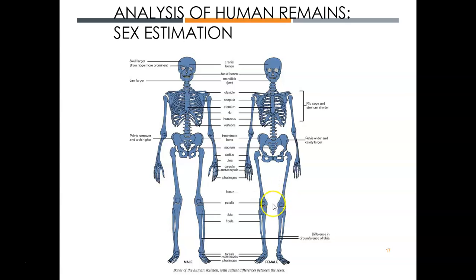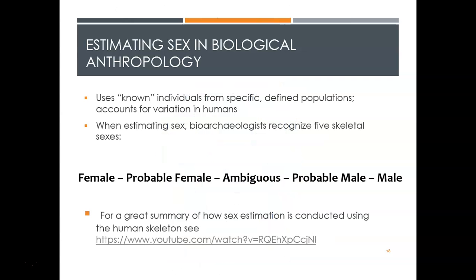So we see a lot of changes to the shape and size of the pelvis. Because we are a sexually dimorphic species, we do see some other traits that are simply the basis of, again, male versus female. However, we do estimate sex using a five-point scale. So we have male, probable male, ambiguous, probable female, female. And this is because we have clinal variation between these traits in males and females.